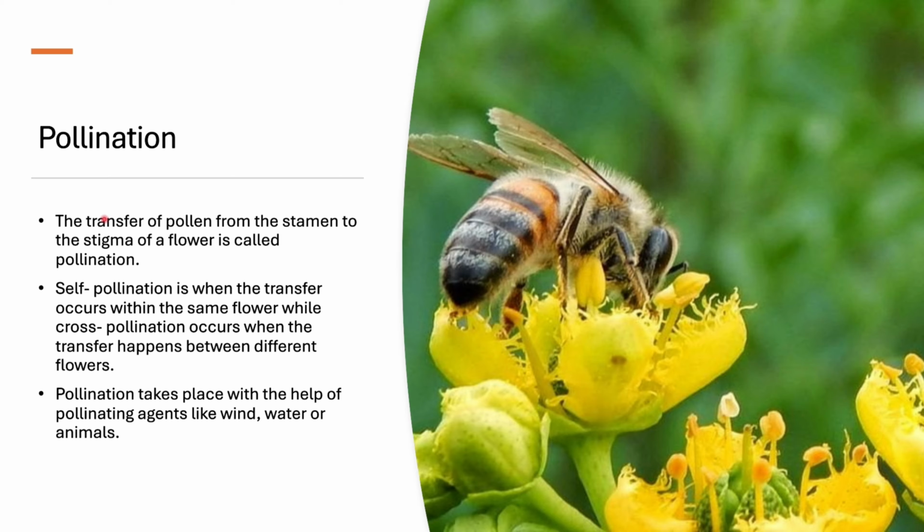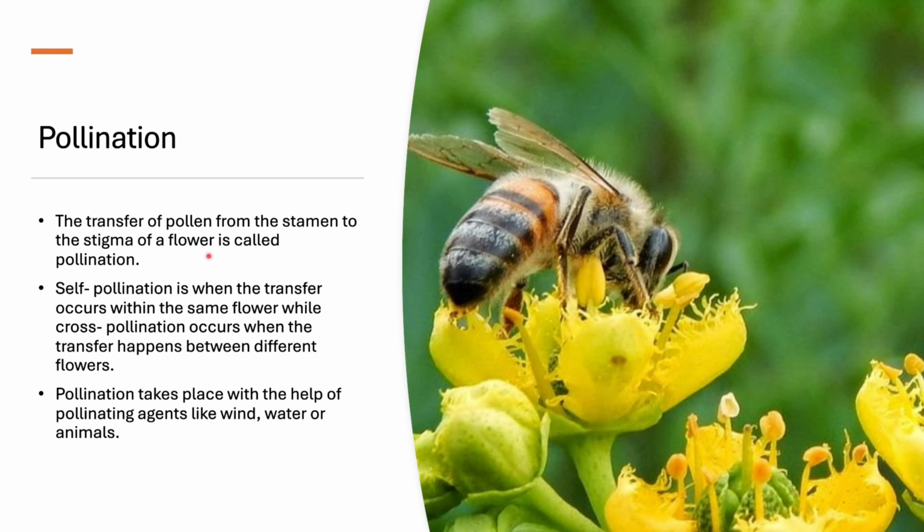Okay, the transfer of pollen from stamen to stigma of a flower is called as pollination. So pollination is nothing but the transfer of pollen grains from the stamen, that is the male part of the flower, to stigma, which is the female part of the flower. This is called as pollination. So pollination can be of two types again. It can be self-pollination, where, like the name says, it happens by itself.